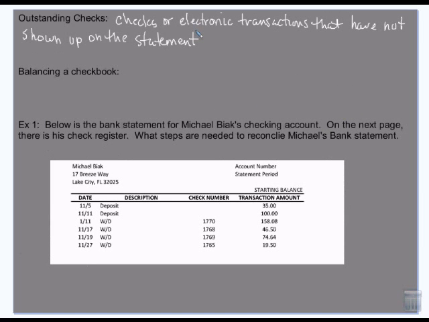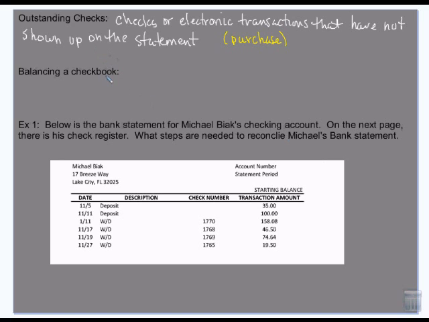Outstanding checks are technically checks, but they're any kind of transaction or purchase that has not shown up on the statement yet. So it can be a check, it can be an ATM withdrawal, it can be an electronic funds transfer. You go to the gas station, you use your debit card to fill up your car, anything like that. But we just call them all checks.